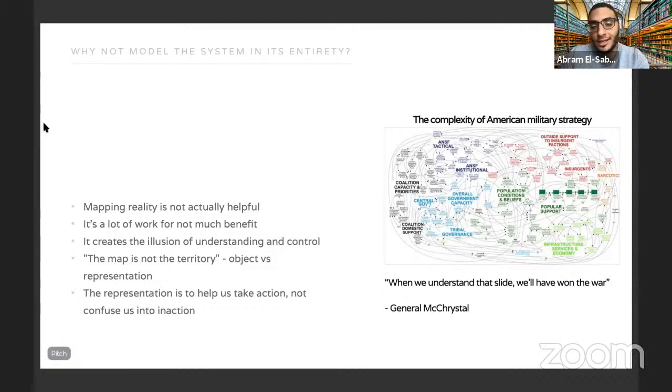This is a systems map that I saw. I was looking at unhelpful examples of system maps, and then I kept clicking links and got to this quote, right? General McChrystal, when he saw this map, said, when we understand that slide, we'll have won the war, right? It's great, you spent a lot of time on it, but it doesn't really tell me much. I can't use that to take action. Awesome, which I thought was pretty funny and true.